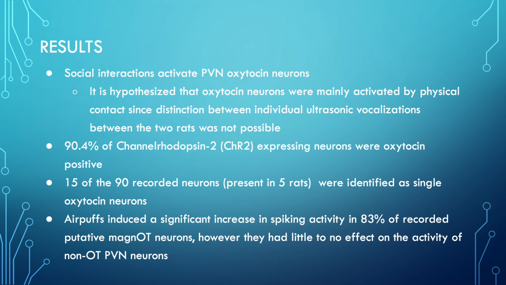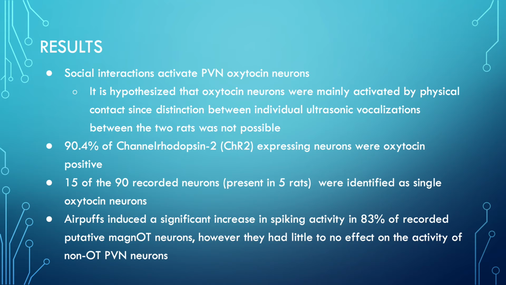Results. Social interactions activate PV and oxytocin neurons. It is hypothesized that oxytocin neurons were mainly activated by physical contact, since distinction between individual ultrasonic vocalizations between the two rats was not possible.